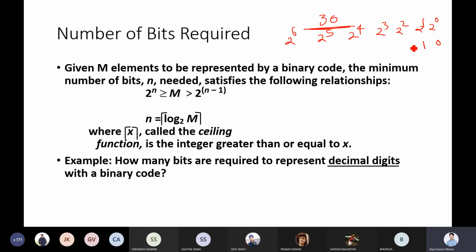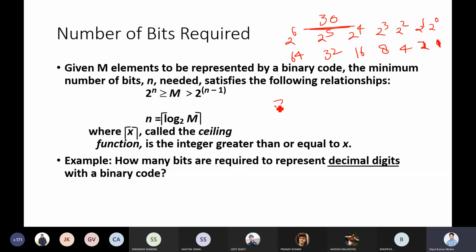So it will be 1, 2, 4, 8, 16, 32, 64. Now how many bits required to represent this, that we need to consider. So in order to represent the 30, how many bits required? You can make 30 within this, right? Whatever the ceiling number, that you have to find out. So if you say how many bits required, 5 bits are good enough to represent this number 30, right?